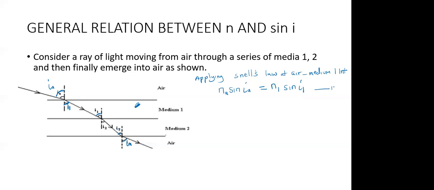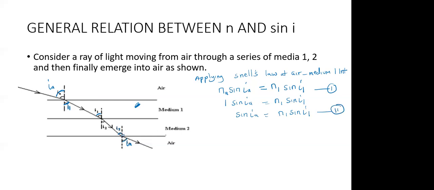Now, this is my first equation. After the first equation, I know very well that the refractive index of air is always 1. So I will say 1 sine I of A is equal to N1 sine of I1, meaning that sine IA is equal to N1 sine I1. This is going to be my equation 2.